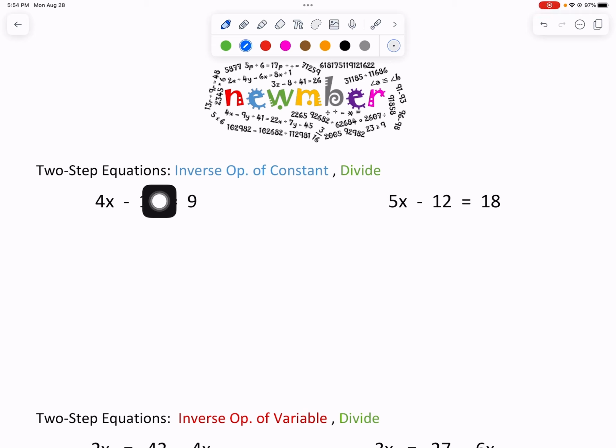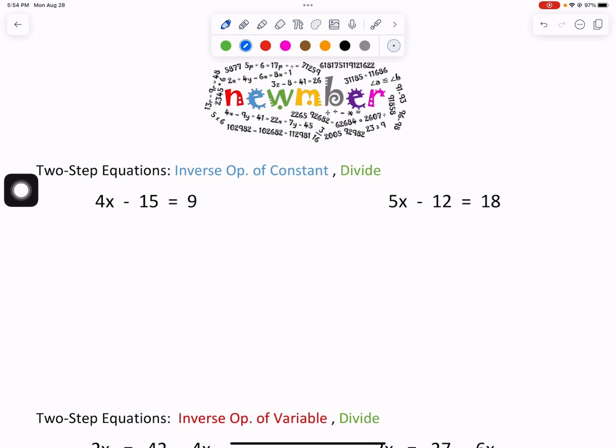Our two steps within that sequence for our first practice together will be the inverse operation of our constant, then we will divide by the coefficient of the variable. Okay, when we are solving any equation, our goal is to get the variable by itself. We have 4x minus 15 equals 9. Well, we need to isolate this 4x, okay?